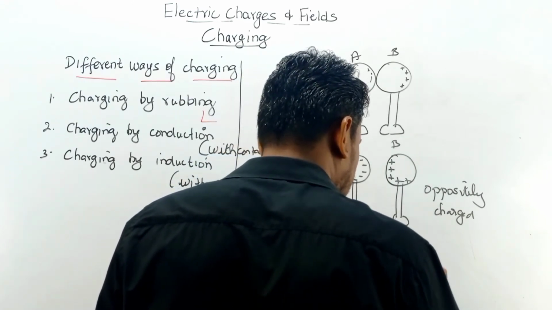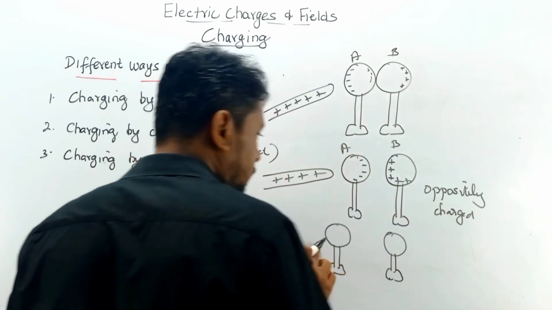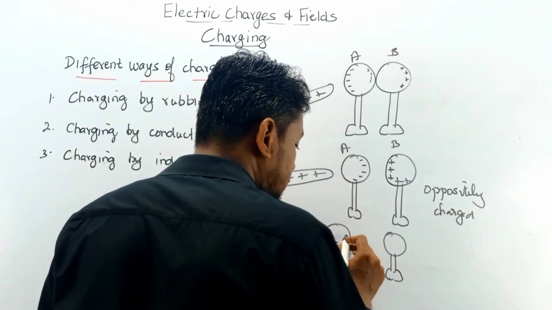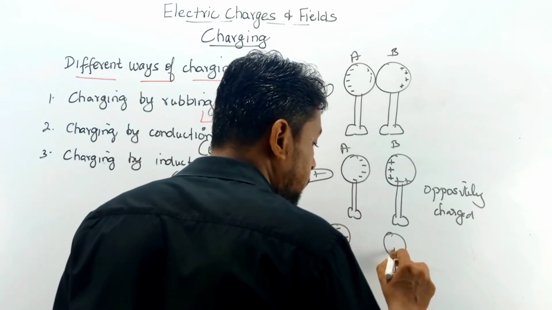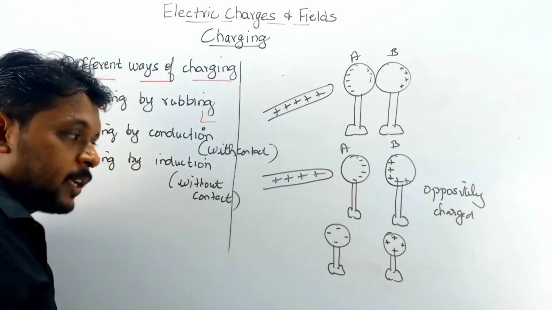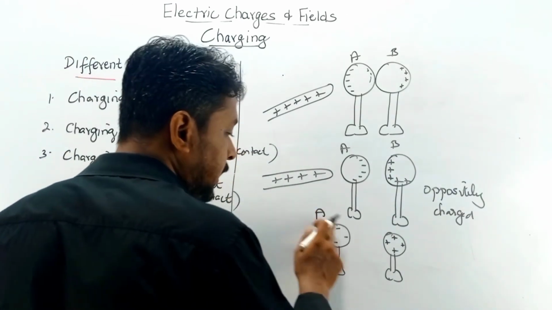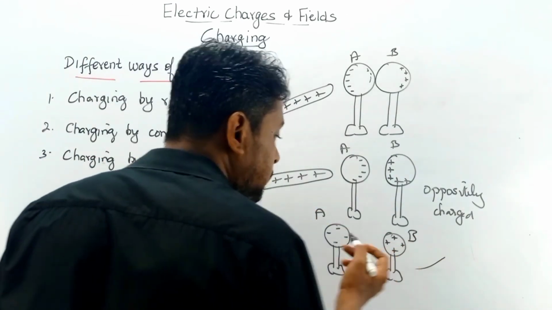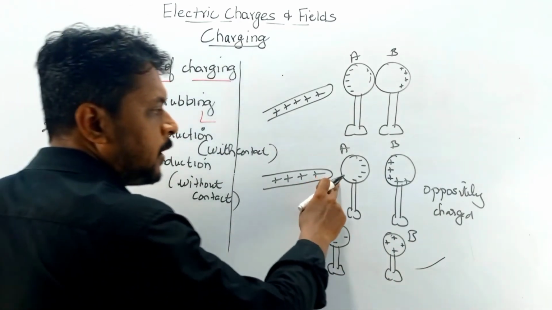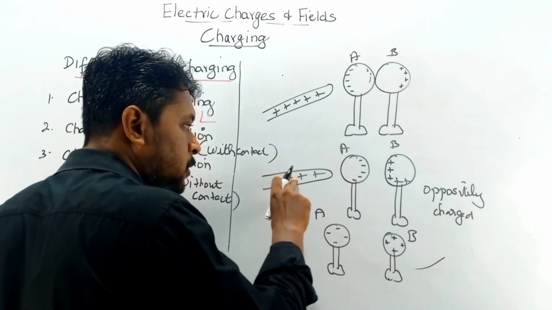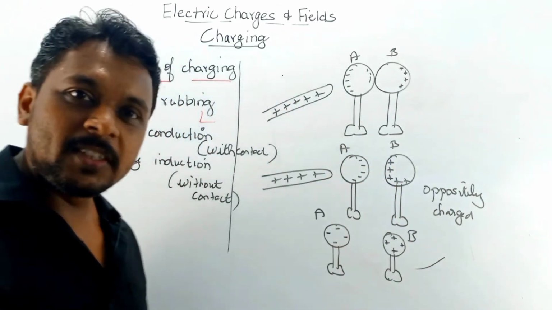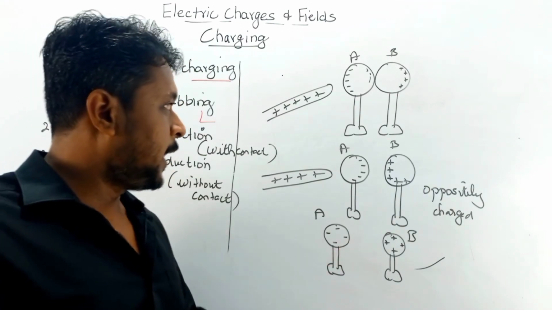and I remove this glass rod, what happens? We see that the charges get distributed uniformly. And now we can say that this object becomes negatively charged and this object becomes positively charged. See, no touching involved, and also there is no transfer of charges from the glass rod. The charge remains as it is. This is the charging by induction.